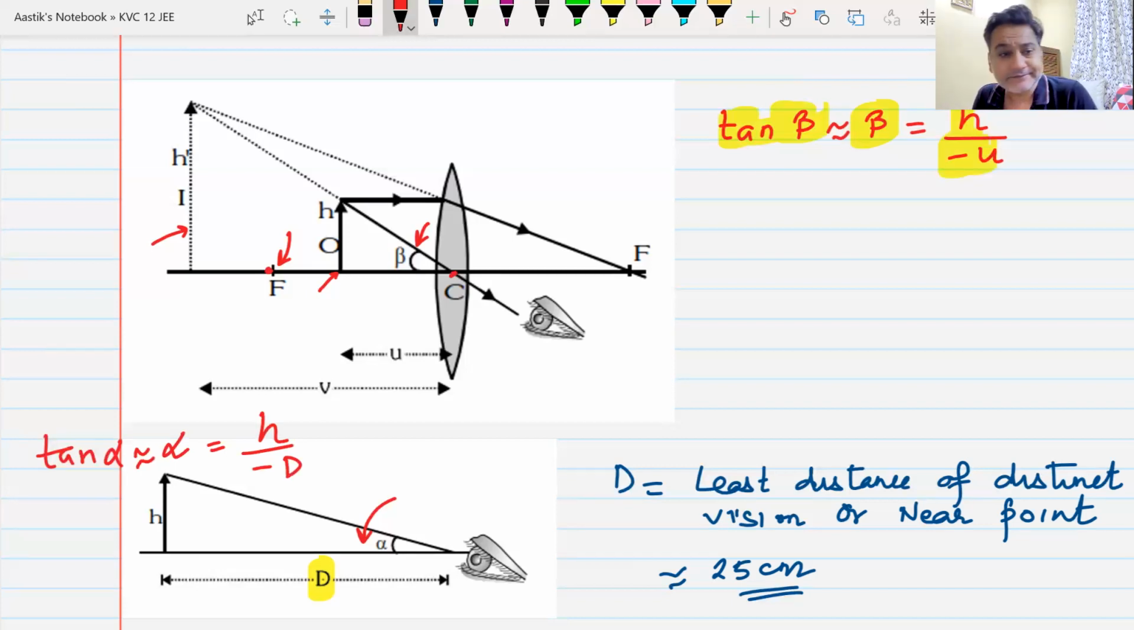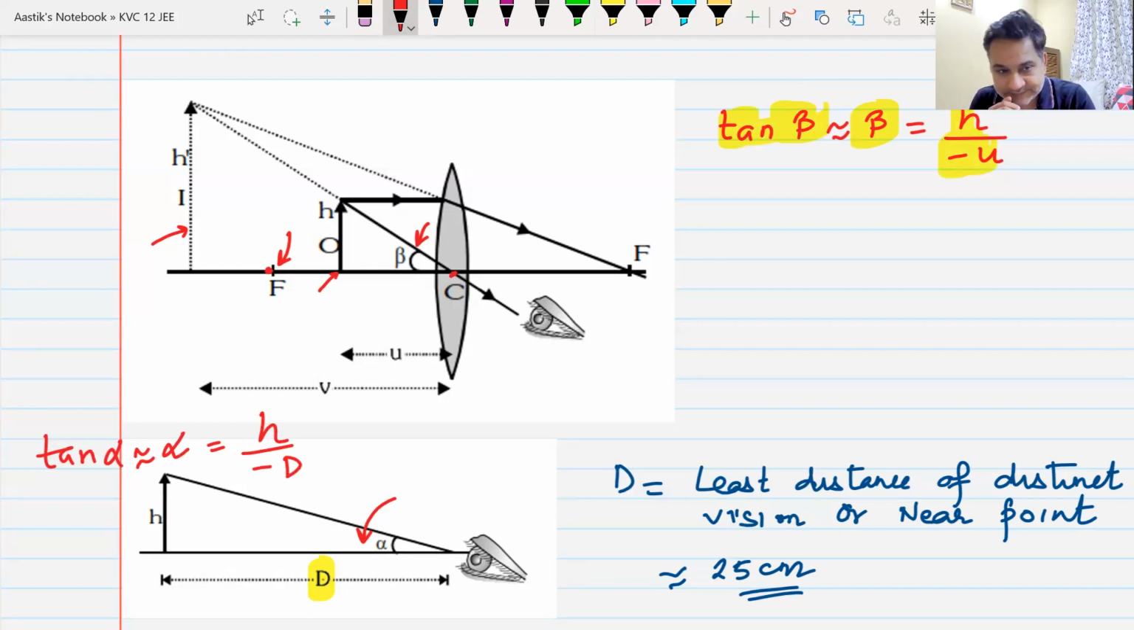Do you understand this? Yes, sir. I'll give you 2 minutes to note this down, because if you understand this, the first part of this class is over. We have found out the only thing that we need to find out about a microscope, which is known as its magnifying power.